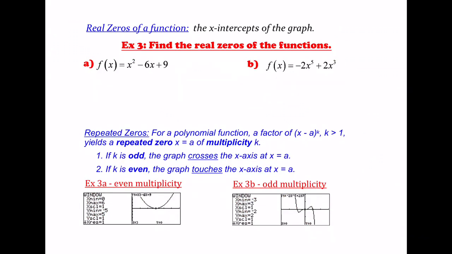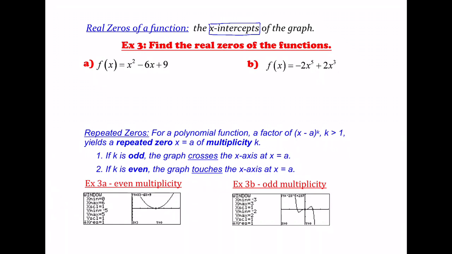We talked about zeros in the last video. Real zeros are the same thing. They're x values where y is equal to 0, but since we're talking about real zeros, these will also be the x-intercepts of the graph. So we're going to find the real zeros of a function by factoring these two problems.